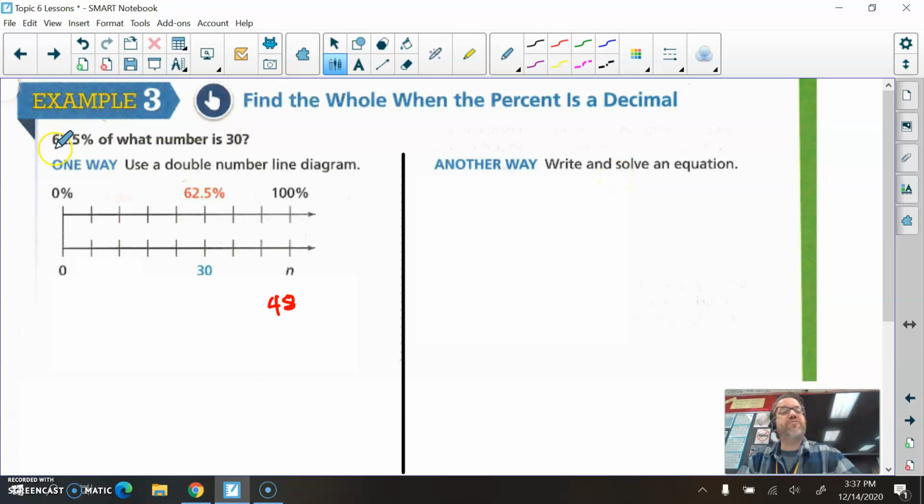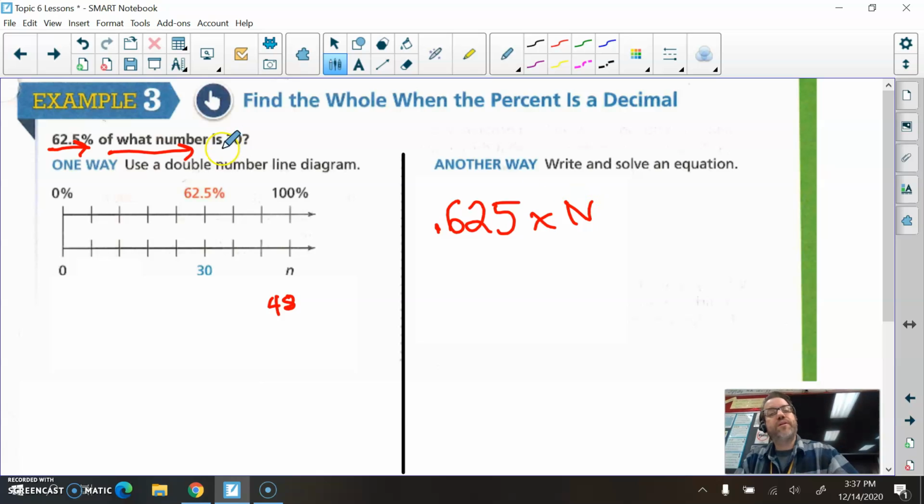So 62.5% as a decimal is 0.625. Of what number, so times some number, is 30, equals 30. The key here is, again, knowing of means times and is means equals. And now to get n isolated, we have to get rid of the times 0.625. And the inverse would be to divide by 0.625.